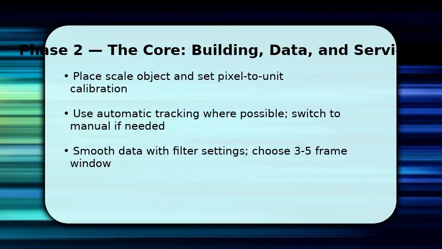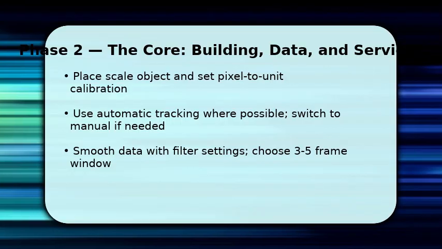First, define scale using the calibration object and set pixel unit conversion so distances are accurate. Next, choose an automatic tracking method for your marker. When automatic fails, mark points manually. This is slower but ensures precision.